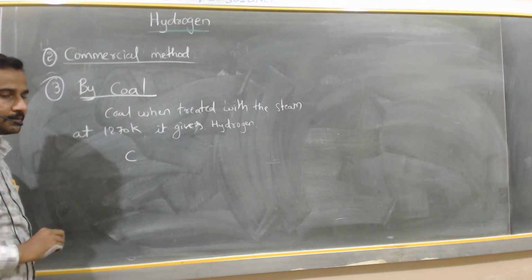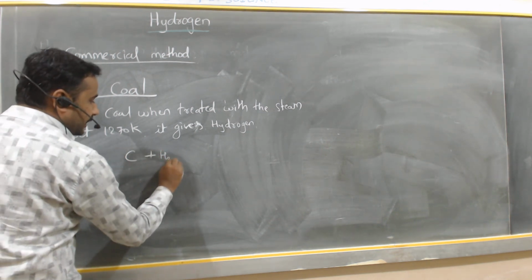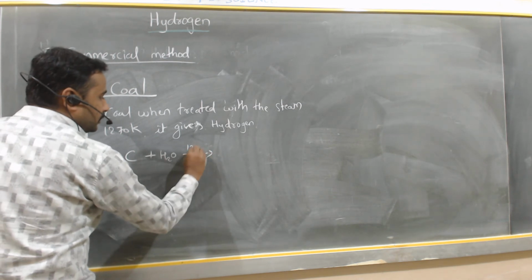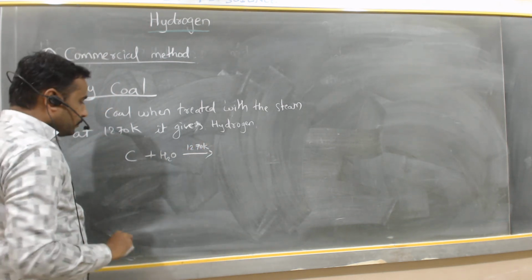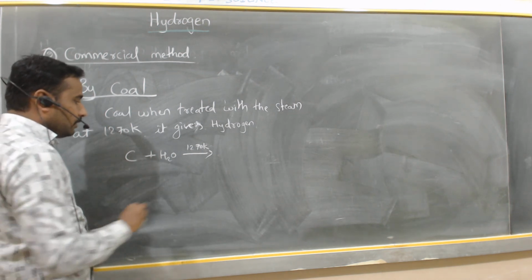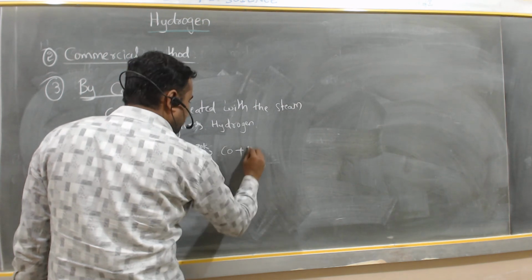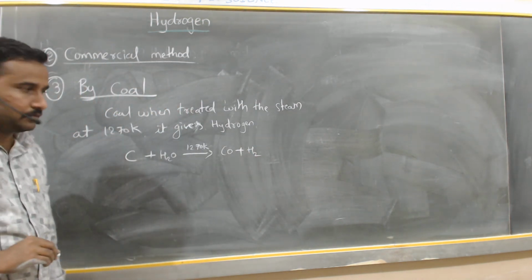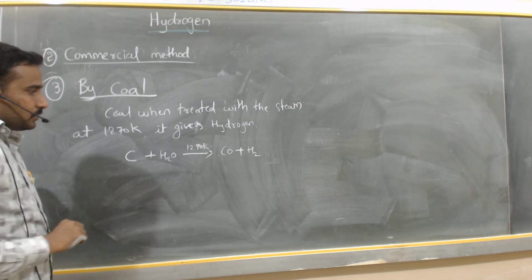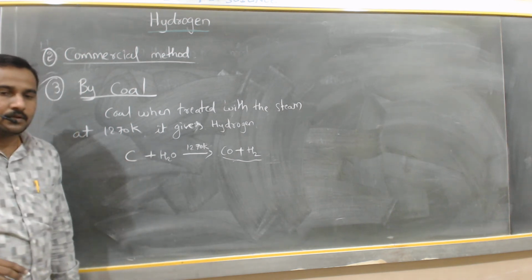It contains carbon. So carbon when it reacts with the steam at 1270 Kelvin, what will it give? It will give carbon monoxide plus hydrogen. Carbon monoxide plus what? Hydrogen here. So this is also what we call water gas or syngas.